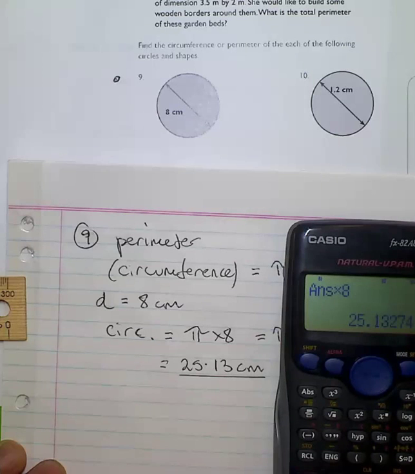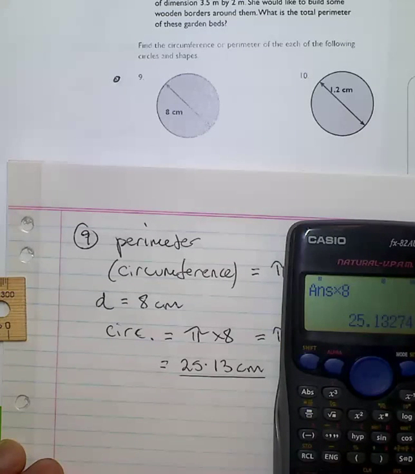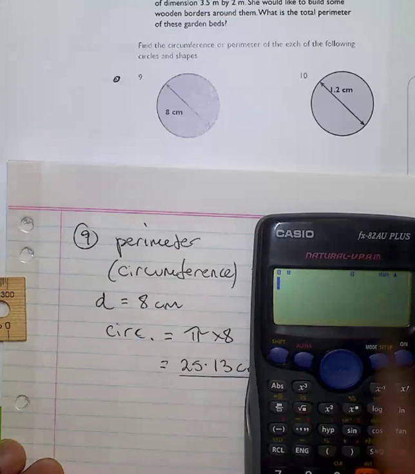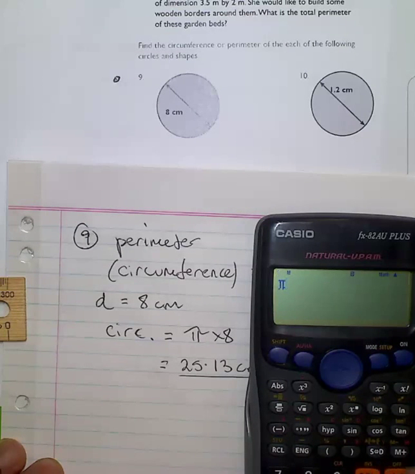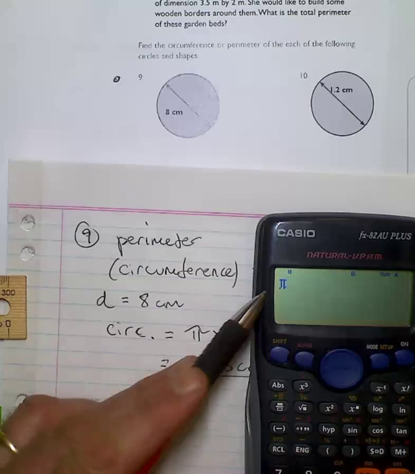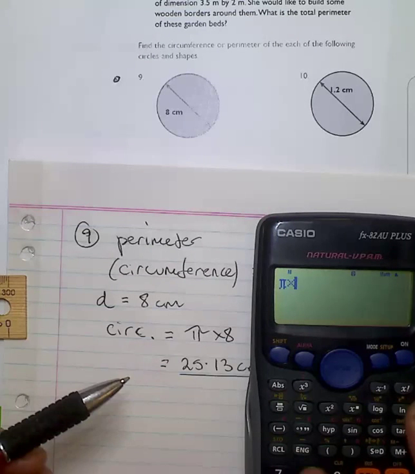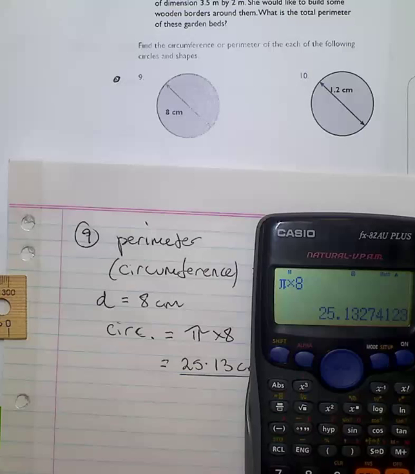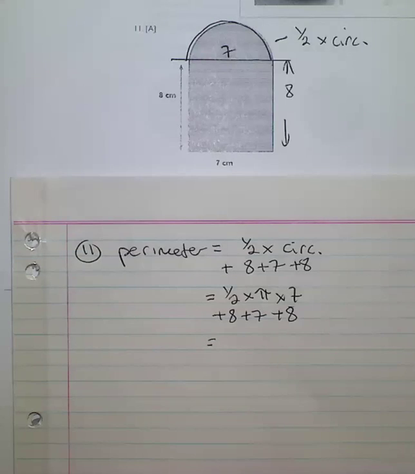Make sure that you get familiar with where the pi button is located and how best to use it. I'll just demonstrate that again. So I have to go shift pi, which comes up as the Greek letter pi, multiplying by 8, straight through gives you the 25.13 centimetres.